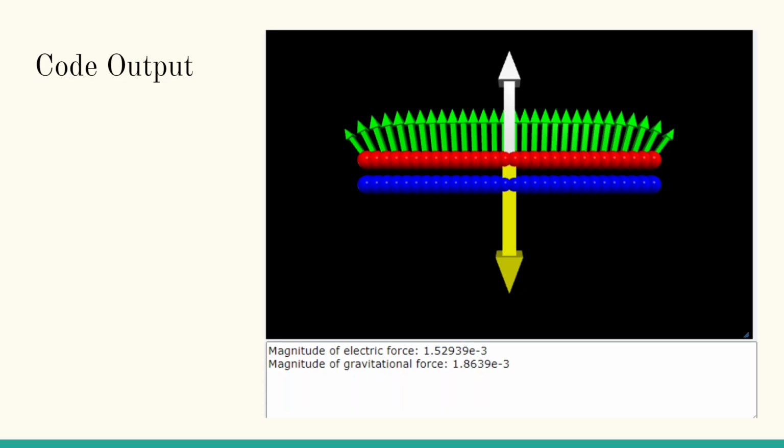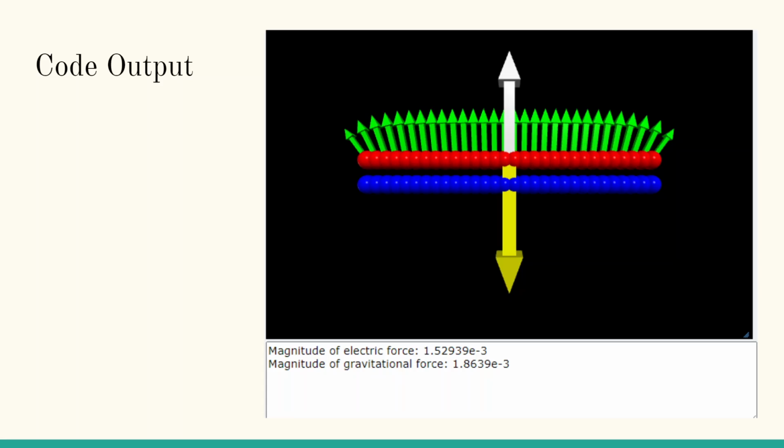Here we have the output from our code. The top tape is represented by red dots, and the bottom tape is represented by blue dots. These dots are to show that we're assuming that each tape is made up of individual point charges which make up a line. The green arrows on top are meant to show the individual electric fields on each point charge from the bottom tape onto the top tape. The white arrow on top represents the net force that these individual electric fields cause. The yellow arrow represents the force of gravity onto the red tape, onto the top tape.